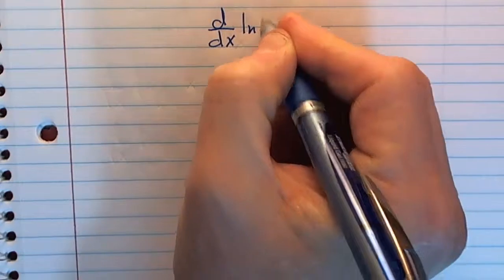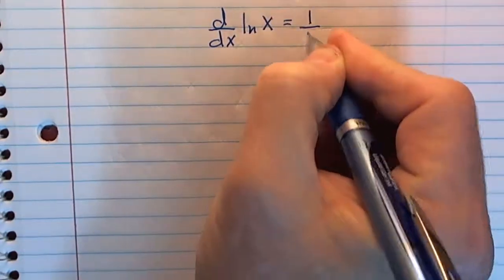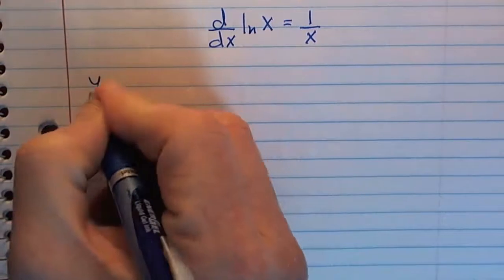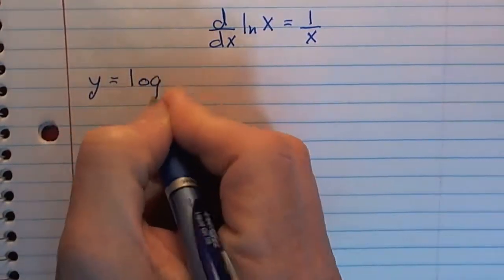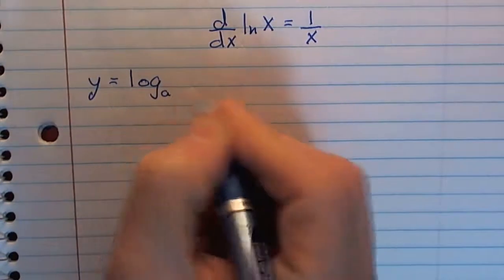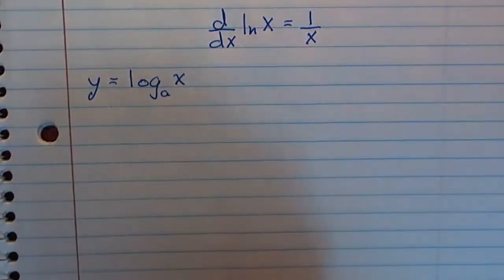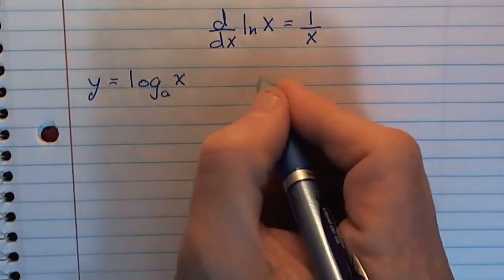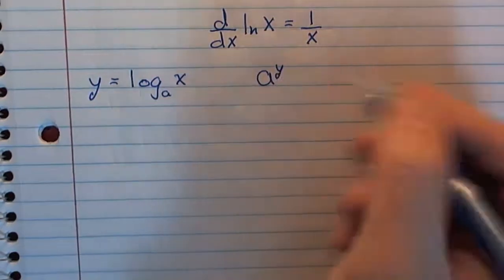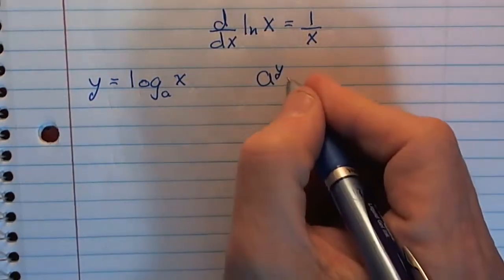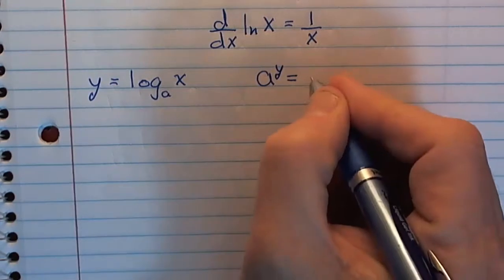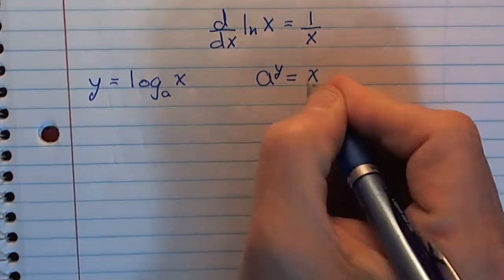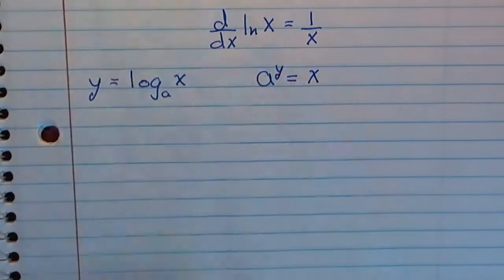Now let's look at logs. We know that the derivative of the natural log is 1 over x. What we want to explore is, well, what is the derivative of a log with a general base a? Well, let's convert this to exponential form because we just learned what the derivative of an exponential function is. So we've got a to the y equals x. Just converted that to exponential form.